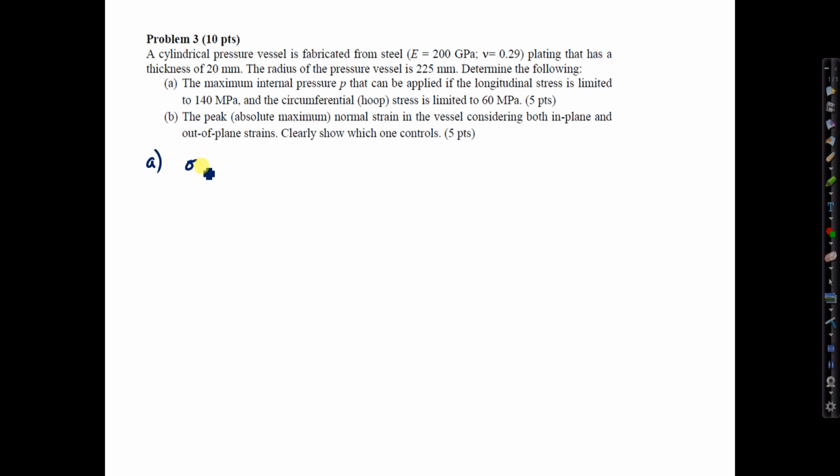We know that sigma in the longitudinal direction is equal to PR over 2T. We know that sigma hoop is equal to PR over T. We have a different stress limit for the longitudinal stress, 140 megapascals, and the hoop stress, 60 megapascals. Let's start with the longitudinal stress and solve for the pressure. The maximum pressure, we can rework this equation, is sigma longitudinal times 2T over R.